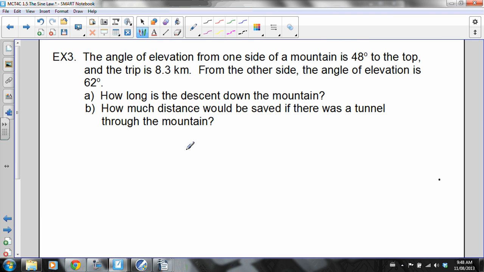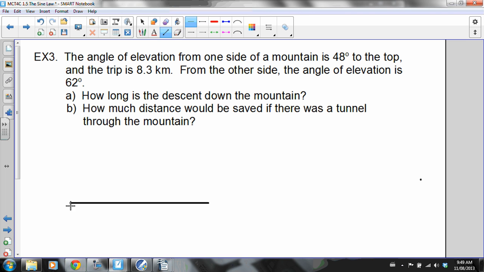We've got the angle of elevation from one side of a mountain is 48 degrees to the top, and the trip is 8.3 kilometers. From the other side, the angle of elevation is 62 degrees. How long is the descent down the mountain? Well, let's draw a diagram here. So from the horizontal to the top of the mountain, this angle is 48.